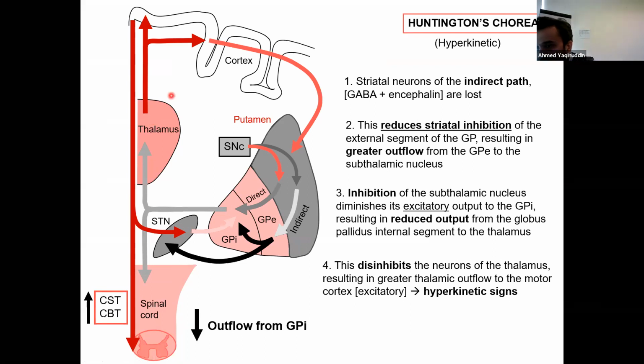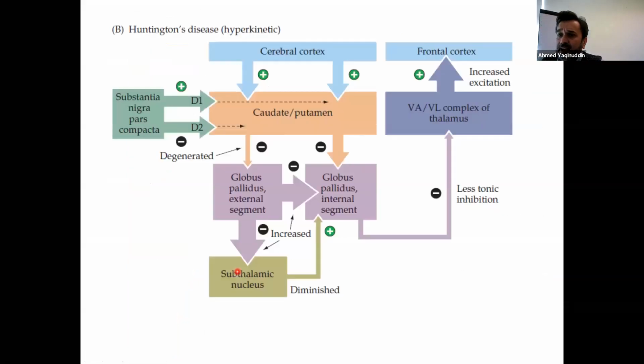Because of the reduced striatal inhibition of the globus pallidus externa, the tonic inhibition of the globus pallidus externa to the subthalamus will increase, and the subthalamus cannot excite the GPI, which is the globus pallidus interna. So the inhibitory discharge, which is the final output from the GPI to the thalamus, will decrease. As a result, you start to have excitation at rest and you have choreotic movement at rest. So this is a type of hyperkinetic disorder.